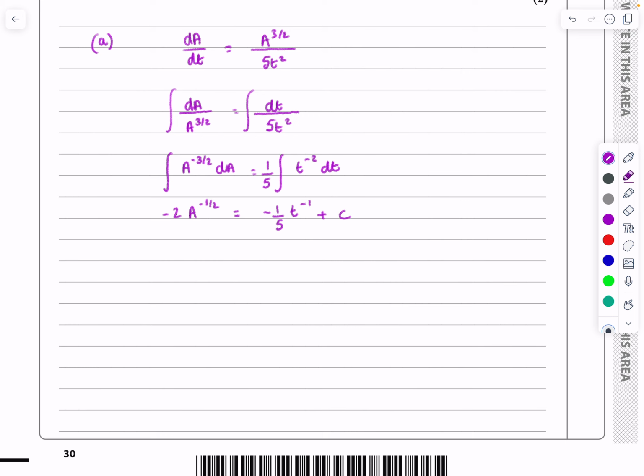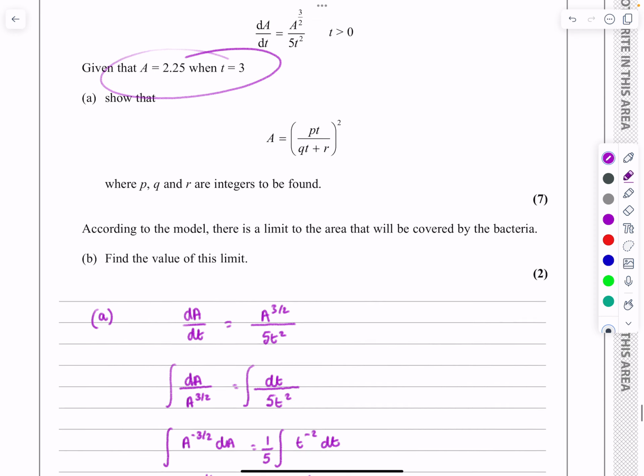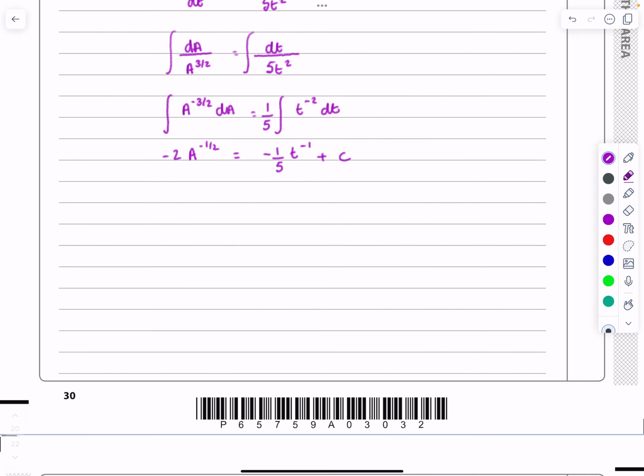But we don't have any worries about solving that constant of integration because we've got that information here. So A is equal to 2.25 when t is equal to 3. So when t is equal to 3, A is equal to 2.25. If I put that information in, then minus 2 lots of 2.25 to the minus a half is equal to minus a fifth of 3 to the minus 1 plus c. Work out those values and sort out what c is going to be. On my calculator, it came to minus 19 over 15.